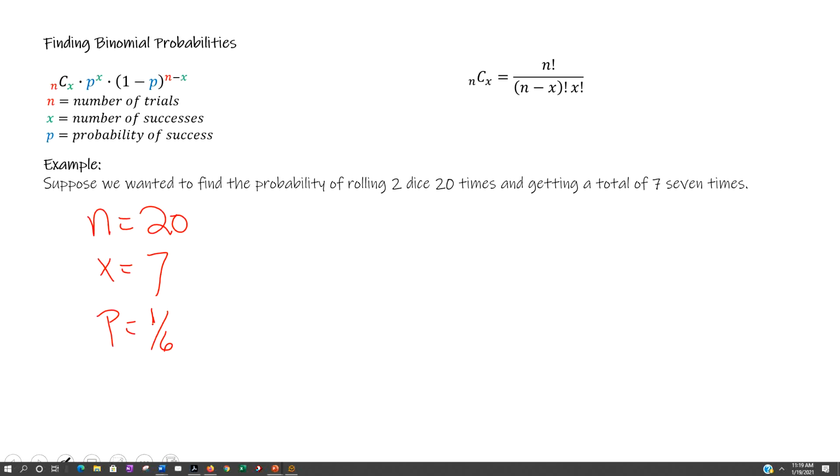So now I have the n, the x, and the p that I need to plug into my formula, or my equation. When I look at it, though, I need to figure out that crazy c number, which is n factorial over n minus x factorial times x factorial. So I have to figure that number out first. So my n factorial is going to be 20 factorial. It's going to be divided by 20 minus 7, the number of trials minus the number of successes, all factorial, times the 7 factorial.